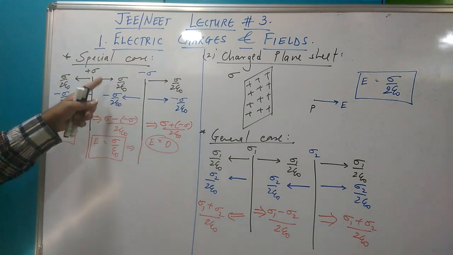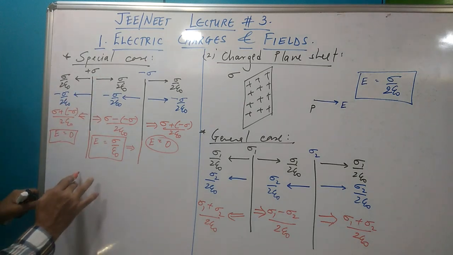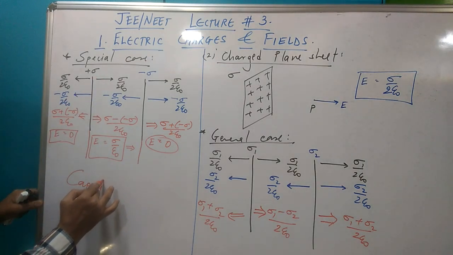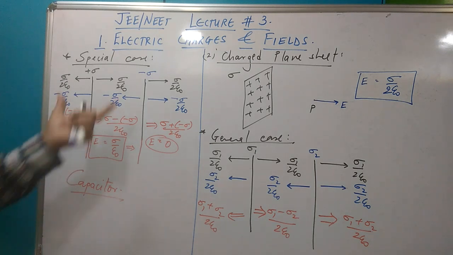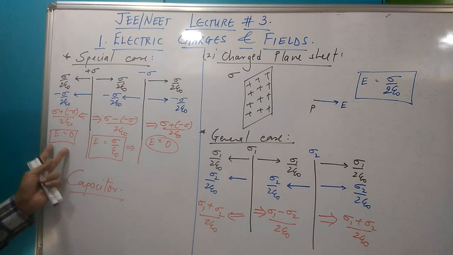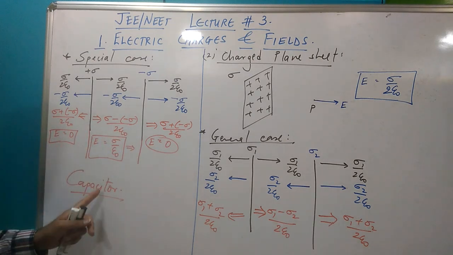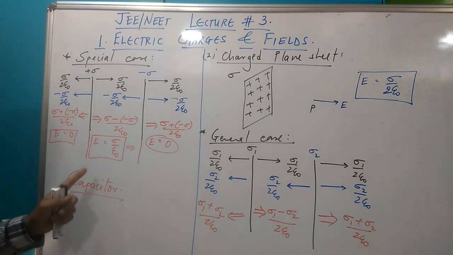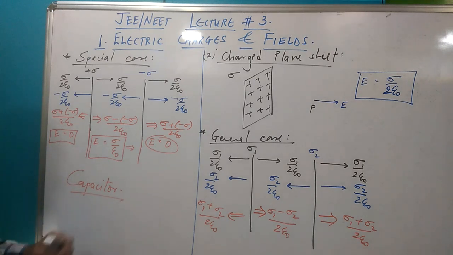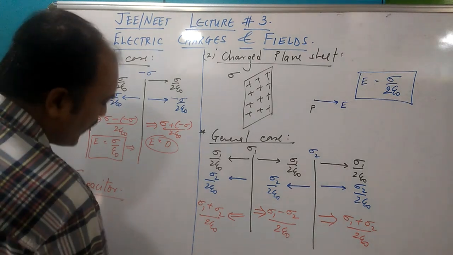this direction. So, to be very frank, this is constituting what is called a capacitor. Two equal and oppositely charged plates, they have high electric field between them, net electric field being 0 outside. This is going to be important in the second chapter. This is what is called a capacitor. Have a good look, then we'll go on to hollow sphere.